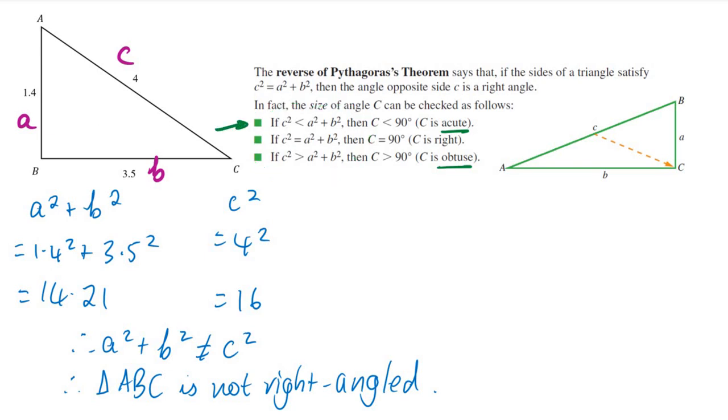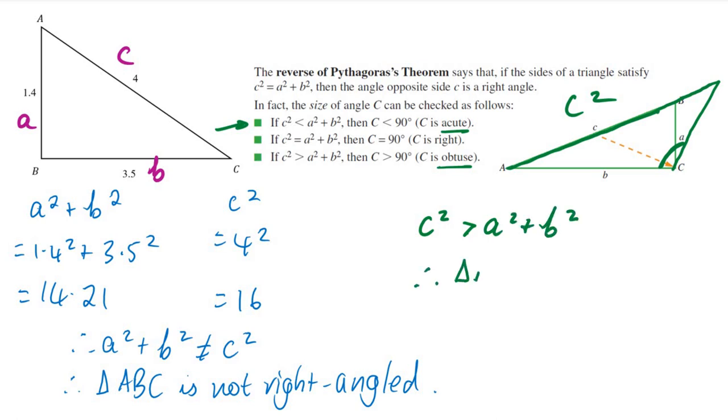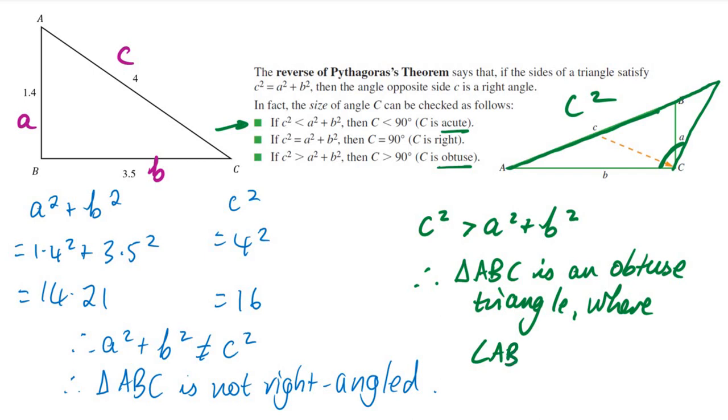With the first one here, it says that if c squared, this hypotenuse here, is shorter than it should be for a right-angled triangle, then this angle here is acute, not right-angled. If c squared, so the hypotenuse, or longest side, is longer than it should be for the right-angled triangle, then this angle here is obtuse. In our case, c squared is greater than a squared plus b squared. Therefore, triangle ABC is an obtuse triangle, where angle ABC is greater than 90 degrees, or obtuse.